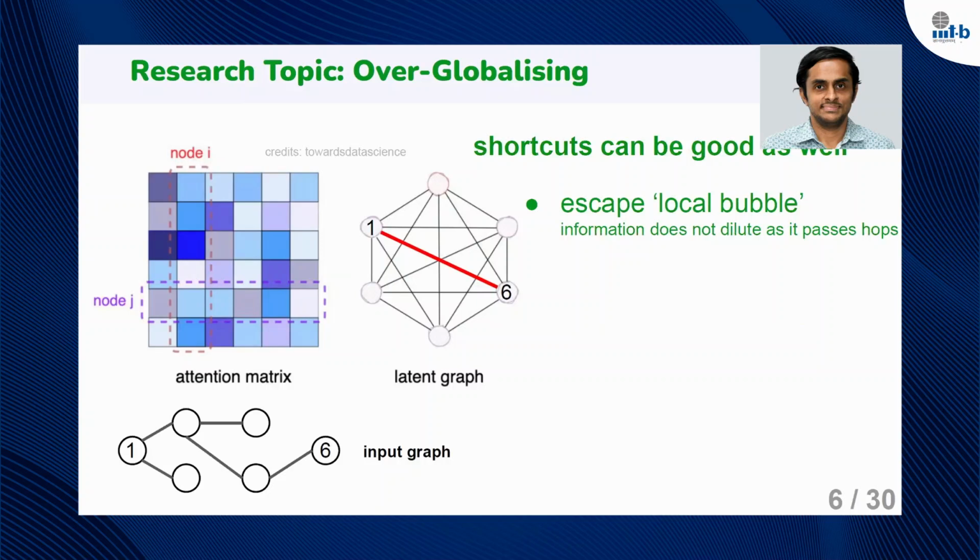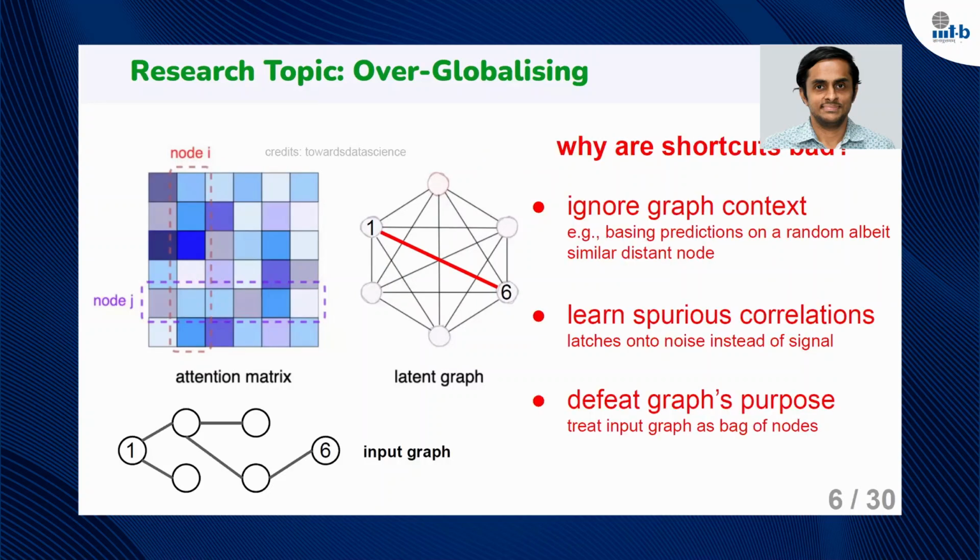But the latent graph is always complete because the attention matrix will always have n squared entries. It's not because of over-globalizing, it's inherent in self-attention. The over-globalizing phenomenon is when such edges hurt machine learning predictive performance. It's always learned. There is some non-zero weight on this edge, always. It's never zero. So that's the catch.